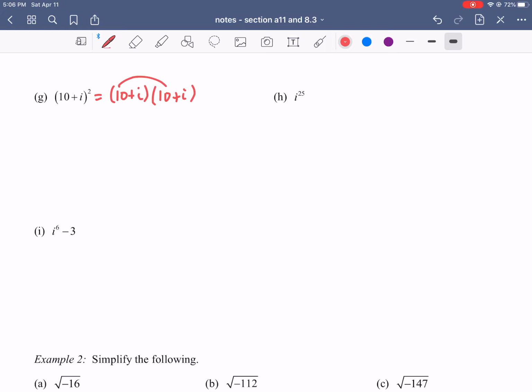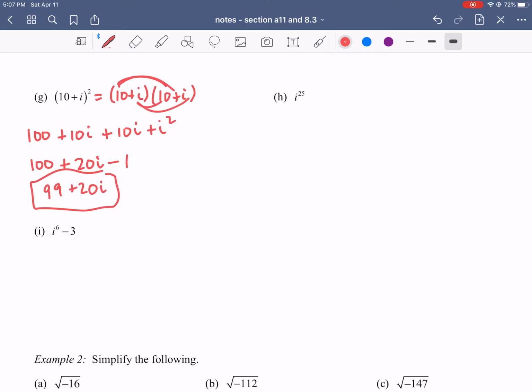So 10 times 10 will give me 100. 10 times i will give me 10i. i times 10 will also give me 10i. And i times i will give me positive i squared, which I know is going to become a negative 1. So this is going to be 100 plus 20i, subtract 1, since i squared is negative 1, and so that means I'm going to have 99 plus 20i.